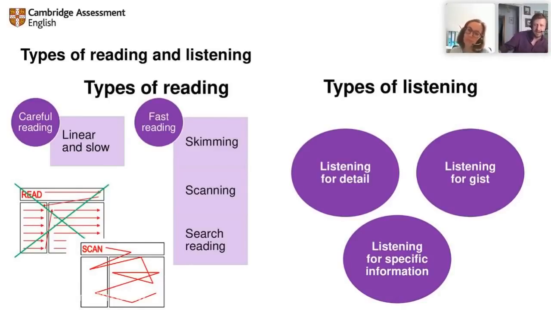Listening, again, listening for gist to get an overall idea of what they're talking about, maybe an overall idea of the structure of what they're saying. Listening for details and specific information, which in some exam tasks, very specifically, we are asking for a certain bit of information. So we need to give our students opportunities to practice all of these and hopefully make sure that we're testing these in the tasks and the activities that we use for assessment.